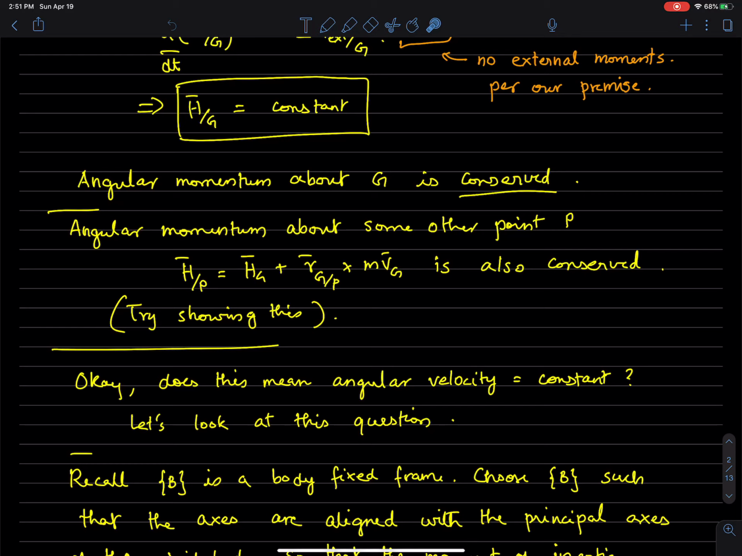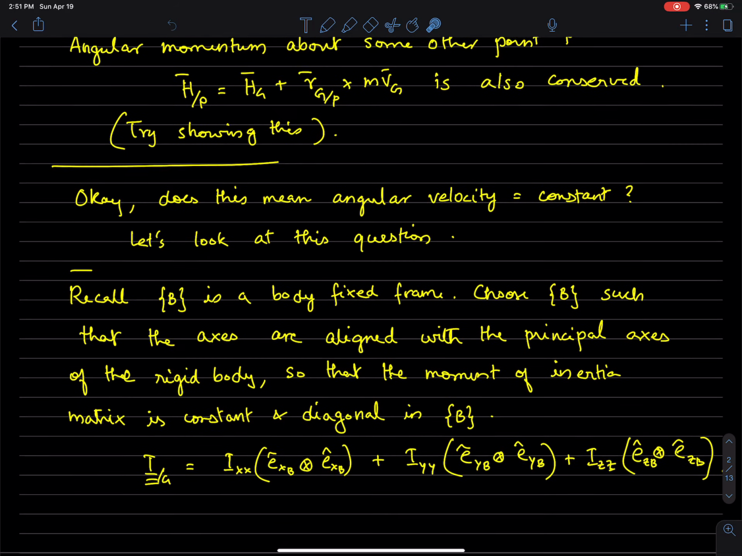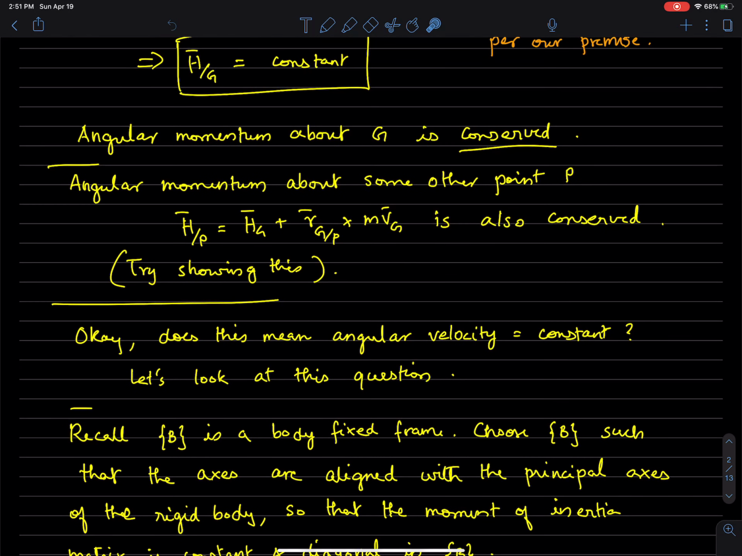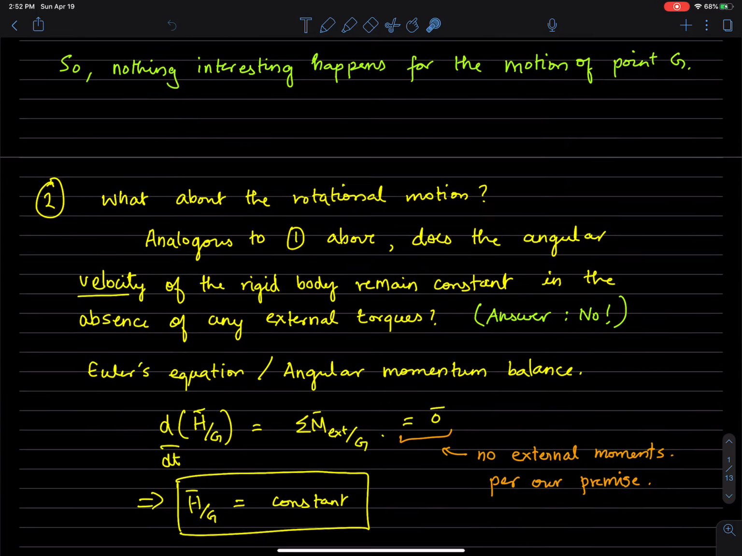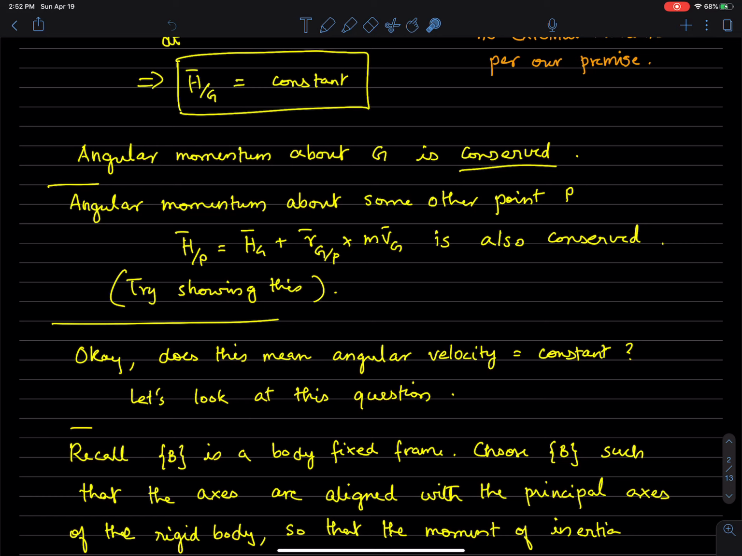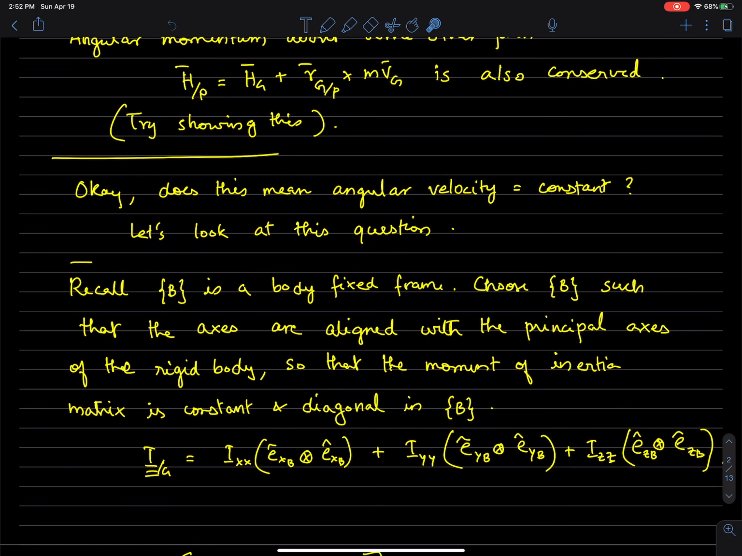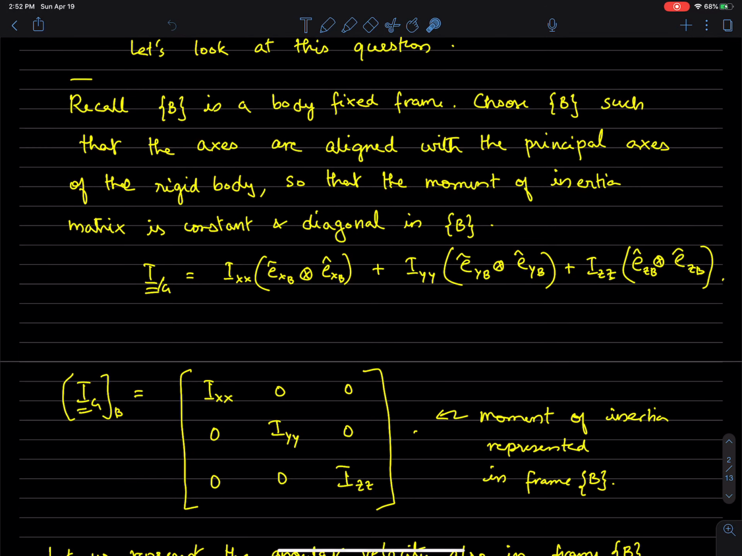It so happens that we can prove that angular momentum about any point is a constant. So I'll let you guys prove that. Okay, so angular momentum is a constant, but does this mean that the angular velocity is a constant? Just like velocity is a constant here, is angular velocity constant here? So let's look at this question.